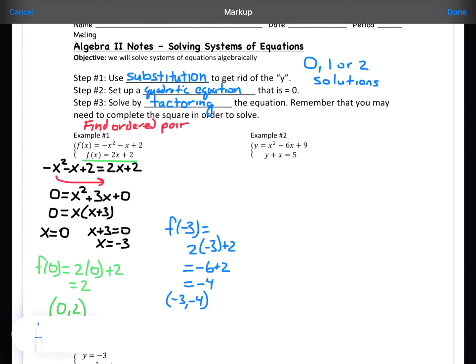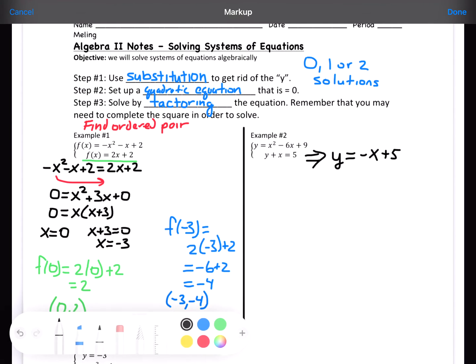All right, for example number 2, let's just draw a line here, separate them out. We have y equals x squared minus 6x plus 3, and y plus x equals 5. So if you notice, y plus x equals 5 is not in y equals format. So we need to do that. So we make this y equals negative x plus 5. And now we can set our two equations equal to each other.